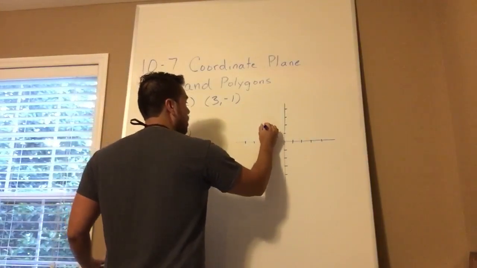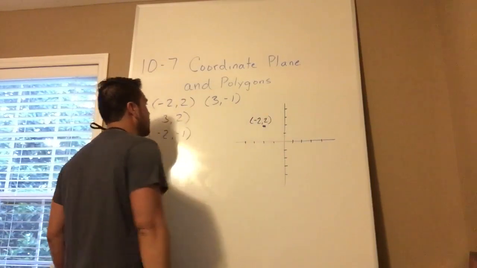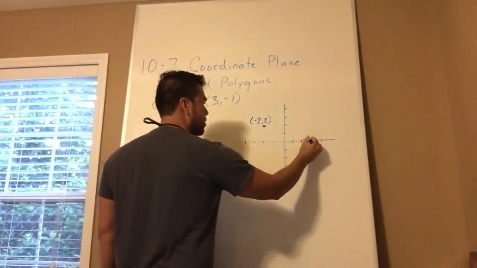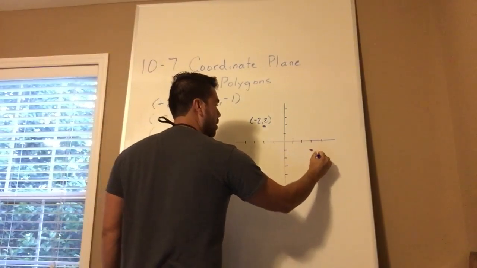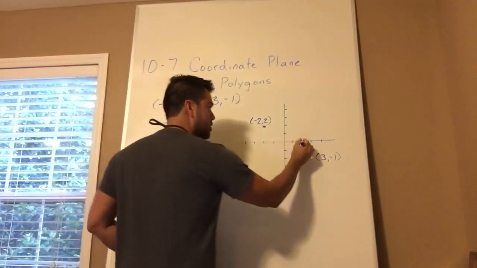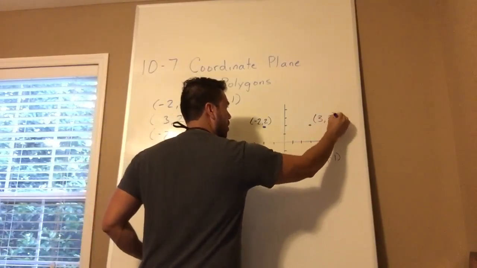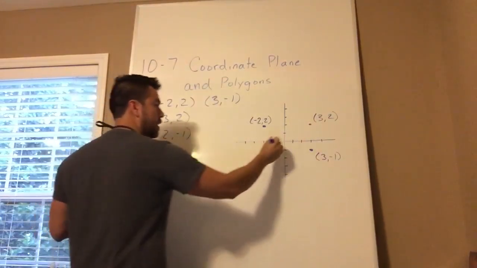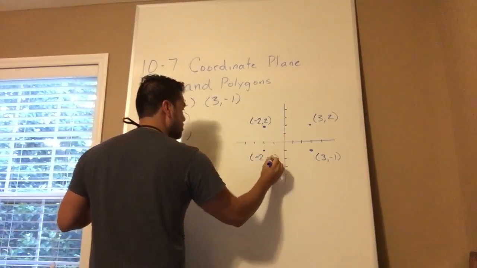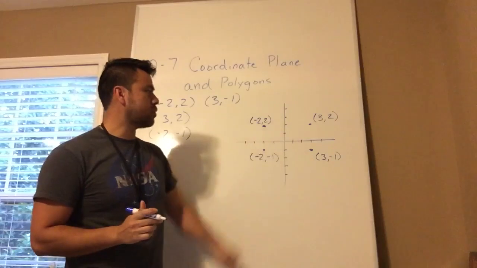-2, 2. And I'll label those up here as well, so you can check yourself to see how you did. I'll just go 3, 1, 2, 3, -1. And then 3, 2, 1, 2, 3, 1, 2. And then -2, -1. Okay, so I have those coordinates, and I put those points where they belong.